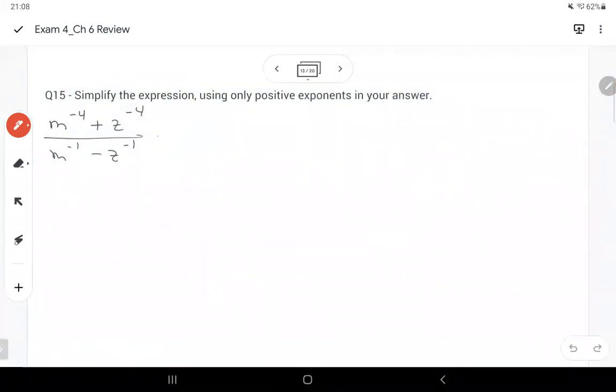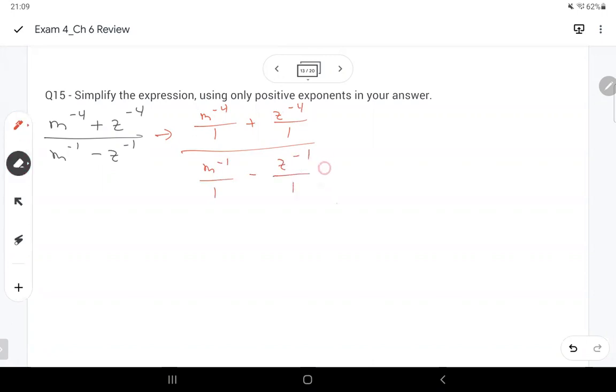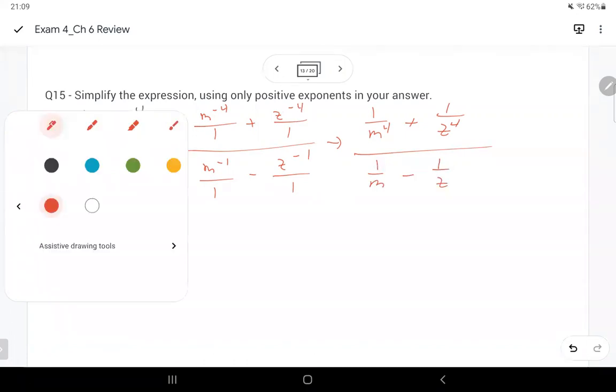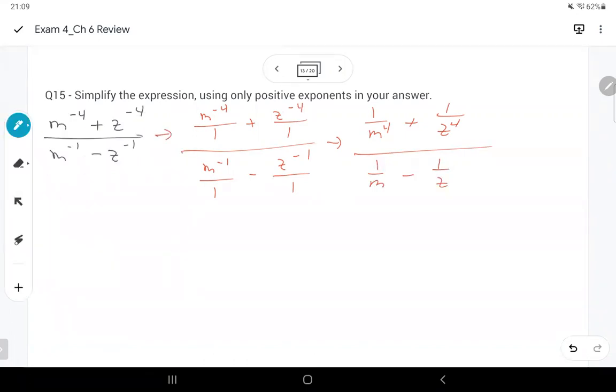Okay, so before you can do this one, you want to rewrite it with everybody having a 1 underneath so you can see what's going on and where you're going to put things. Okay, so then you go from here to 1 over m to the 4th, 1 over z to the 4th, 1 over m minus 1 over z. You get the LCD for the entire fraction, and that's going to be m to the 4th z to the 4th multiplied all over here.